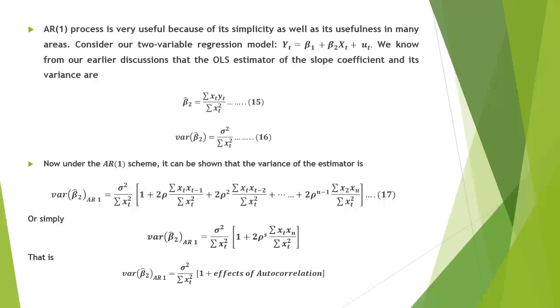So, in short, we can summarize it as: the variance of beta 2 hat under the autoregressive of order 1 scheme is obtained by multiplying the variance of beta 2 hat under the OLS method with an additional term. That additional term is 1 plus the effects of autocorrelation.